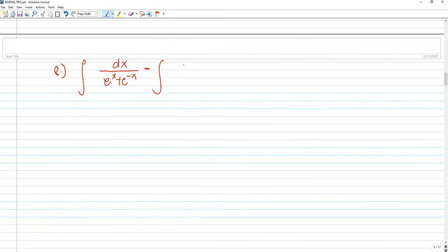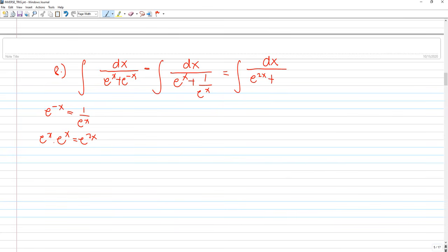So by simplifying, we have the integral of dx all over e raised to x plus e raised to negative x, which could be rewritten as 1 over e raised to x by law of exponents. So I would rewrite it as e raised to x, and I will perform addition. If we multiply e raised to x by e raised to x, that is e raised to 2x by law of exponents. So we have e raised to 2x plus 1, and copy the denominator, e raised to x.